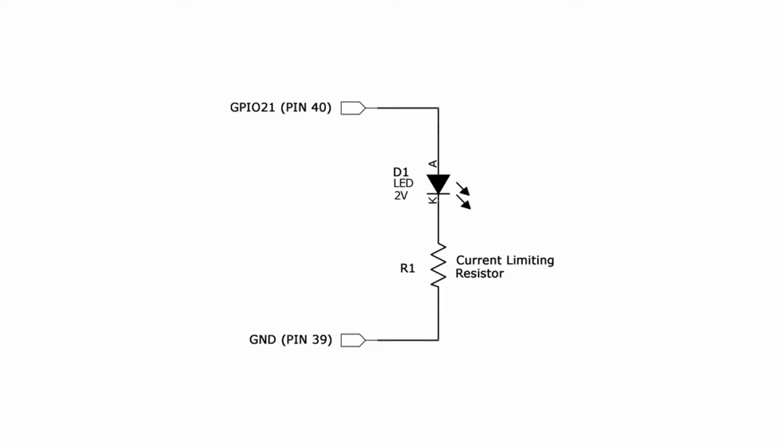So let's take a look at the schematic. Notice that we have two pins coming from the 40-pin header of the Raspberry Pi. One of them is going to connect to GPIO 21, pin 40, and the other will connect to ground on pin 39. Then we have the current limiting resistor R1, which we need to determine its value to give us the right amount of current, and then notice the diode D1, which is our LED, which has a 2-volt drop, which we got from the data sheet.